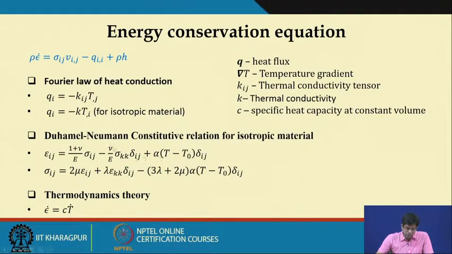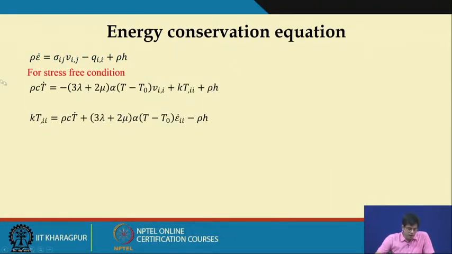So, now this Duhamel-Neumann relation we have studied just previously, and from the basic thermodynamical theory, considering the ideal gas approximation, we can have this epsilon dot equals C, where C is the specific heat, times the temperature derivative with respect to time. Now, if I just write it for the stress free condition, what does this stress free condition mean?